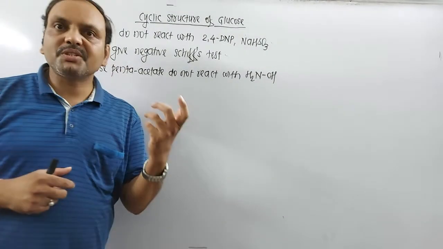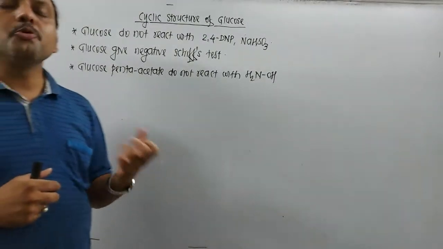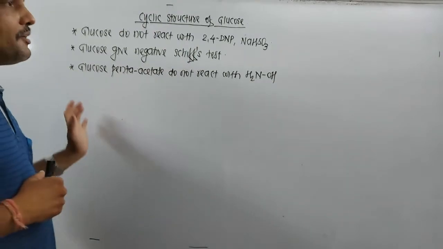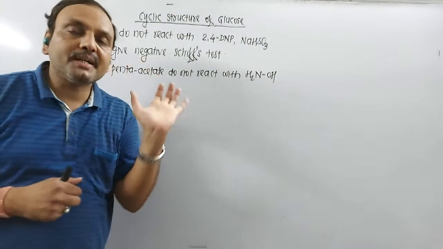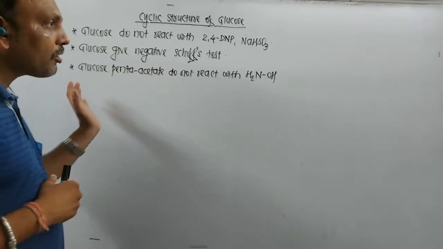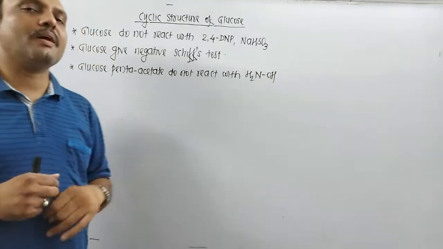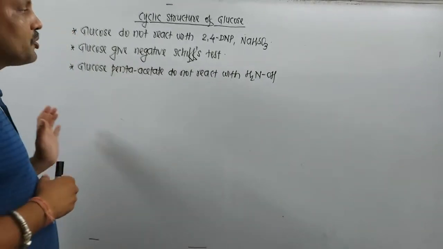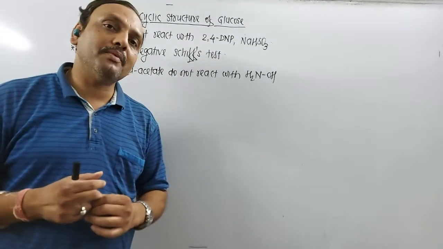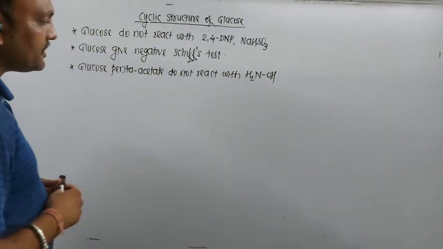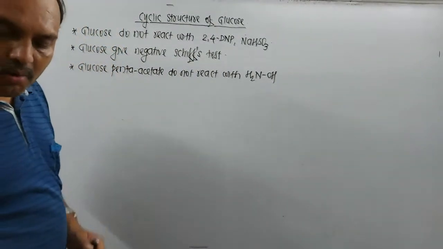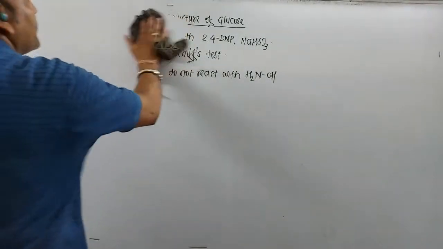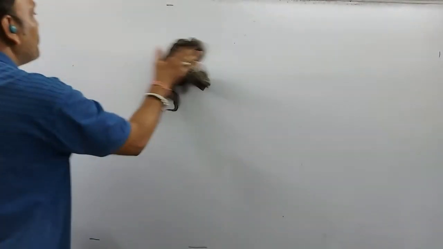So in order to study those anomers, what do we need to do? Prepare a saturated solution of glucose and heat it well. If you heat that saturated solution of glucose up to 303 Kelvin, then the alpha anomer gets separated. And if we heat that saturated solution at about 371 Kelvin, then the beta anomer crystallizes out. Now let's see how and why these things happen. Now let's see this cyclic structure of glucose.